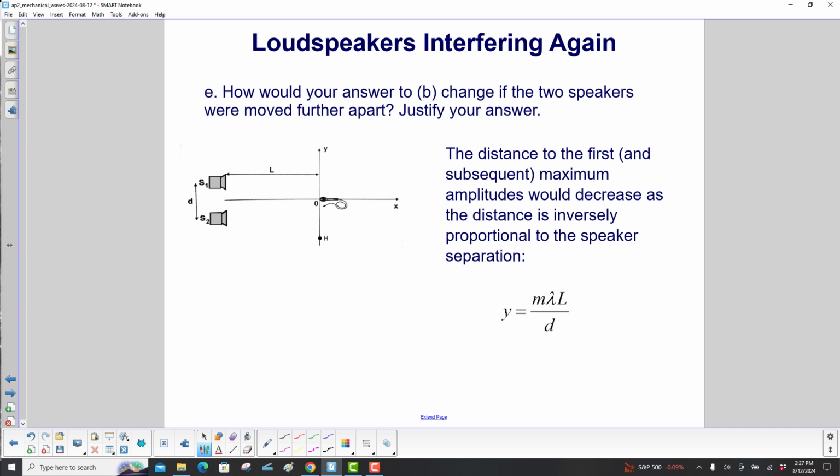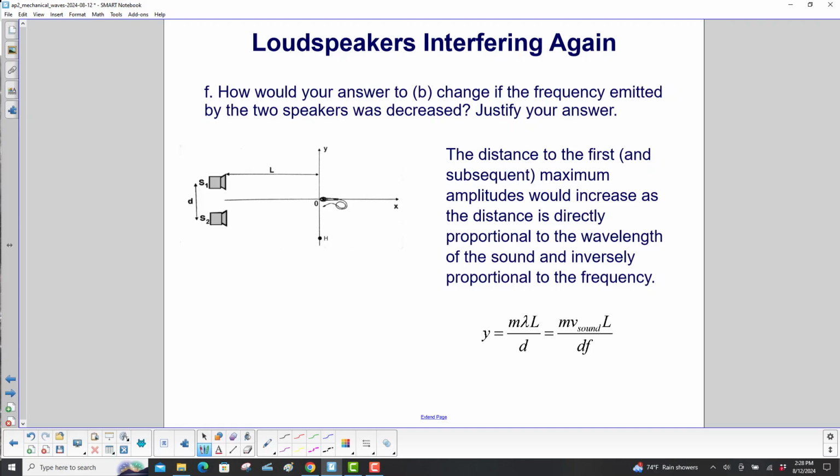How would your answer to B change if the two speakers were moved further apart? Justify your answer. So what are we doing here? Moving them further apart, so d will increase. So the distance to the first and subsequent maximum amplitudes would decrease as the distance is inversely proportional to the speaker separation. So as this gets bigger, what happens to y? It decreases.